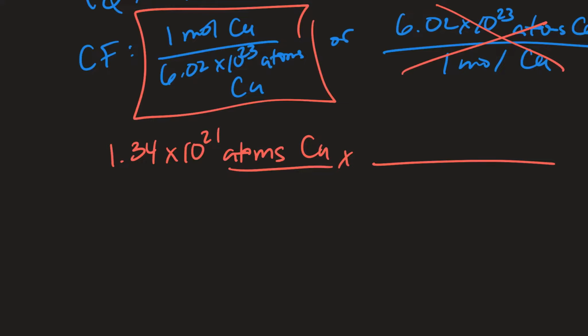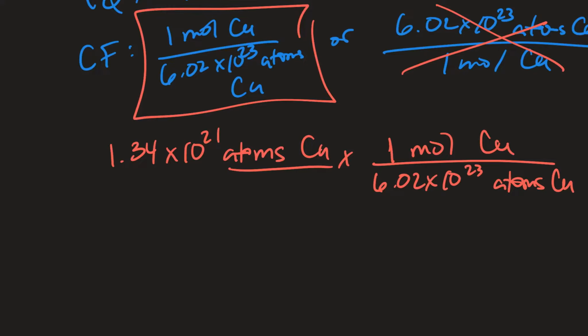Because in this conversion factor, you have 1 mole of copper on top and 6.02 times 10 to the 23rd atoms of copper on the bottom, and hopefully you see that atoms of copper will cancel out, and then all you have to do is the math itself. So in your calculator, you're going to type 1.34 times 10 to the 21st times 1, and divide it by 6.02 times 10 to the 23.